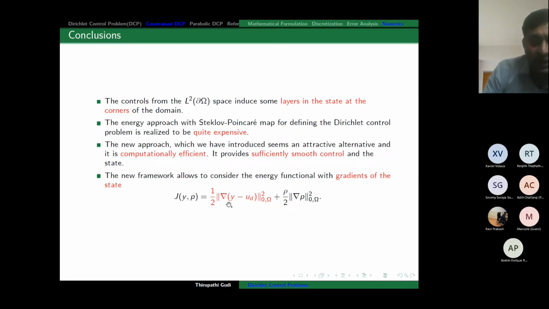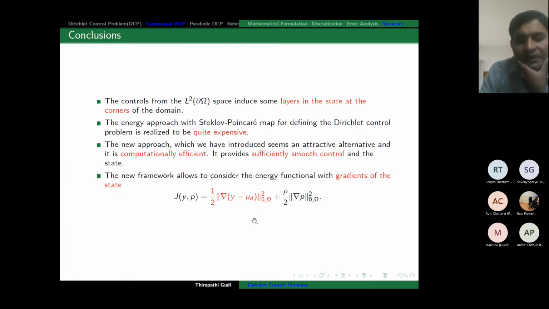Not only just L2, but gradient. If you can also have the gradient to be controlled, basically, you want the gradient of the state to be close to the given. So this may also have the physical application. So this approach cannot be used for this kind of cost functionals, because basically this is the quantity of interest. In that case, it may not work.